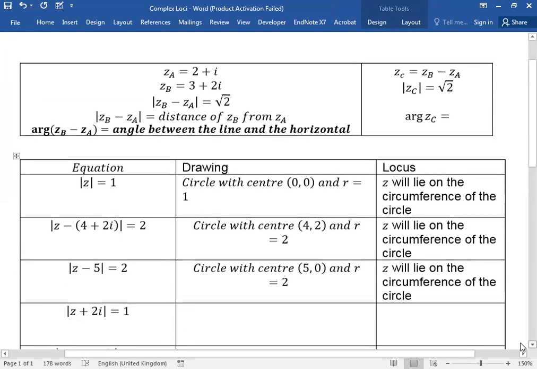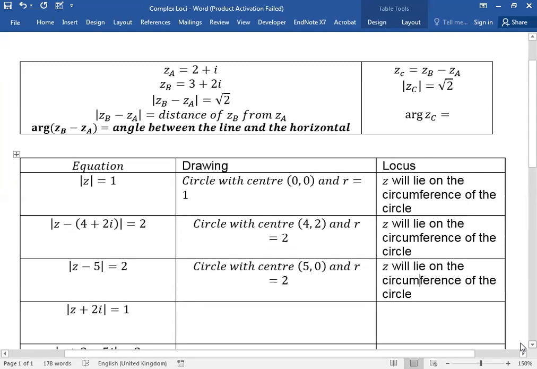Okay, class. Now what about mod of Z plus 2 iota is 1 again? Circle. What will be the center?